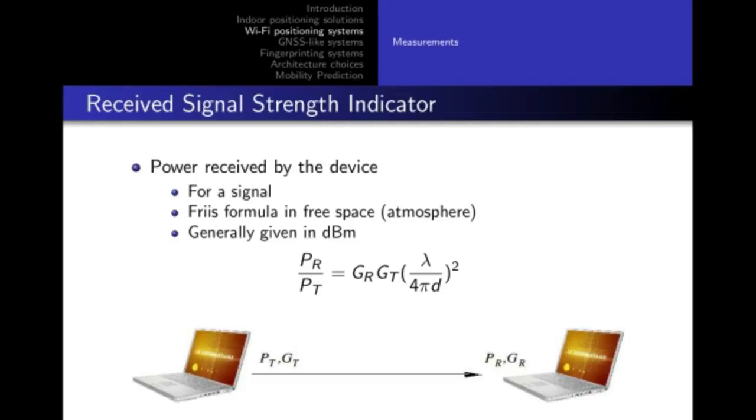So it's the power received by the device for one signal. It's computed by the Friis formula in free space, so through the atmosphere, and it's generally given in dBm. Here we have the formula in milliwatts, and later on we'll see what it is in dBm. It says that your received power over the transmitted power, which is the wave fading, equals your antenna gain on the receiver multiplied by the antenna gain on the transmitter multiplied by lambda, the wavelength, over 4 pi d, where d is the distance between the receiver and the transmitter, all squared.